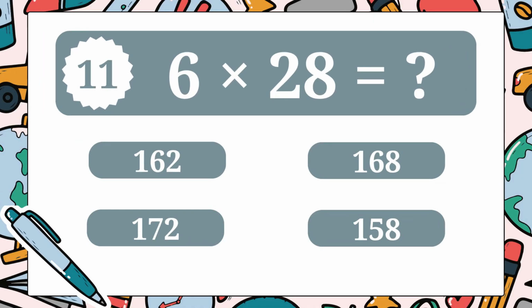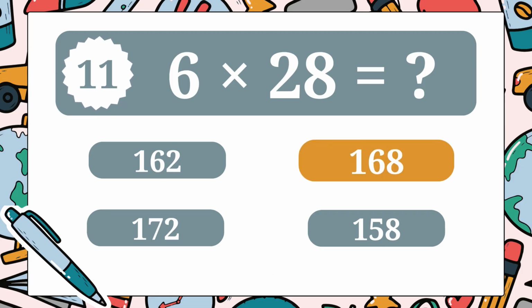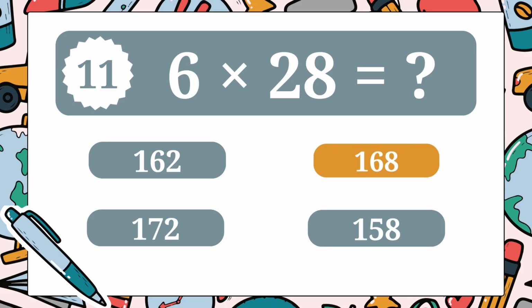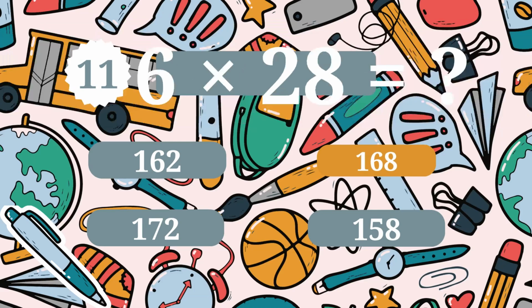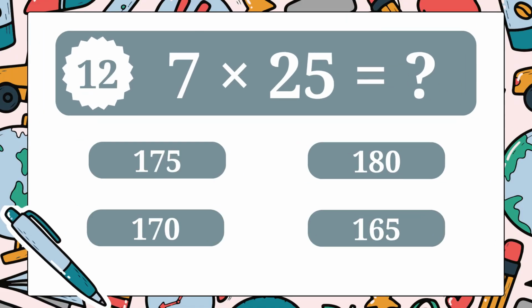Question 11. What is 6 times 28? 168. Question 12. What is 7 times 25? 175.